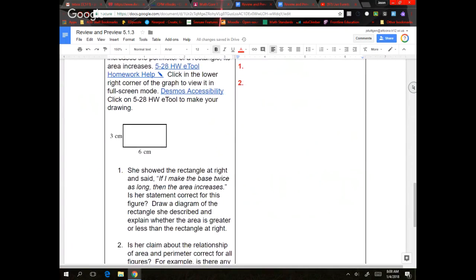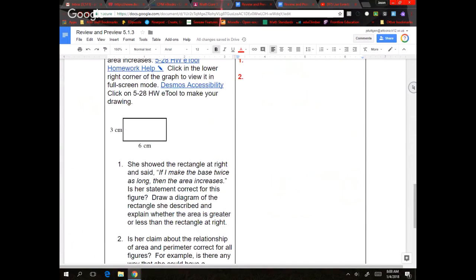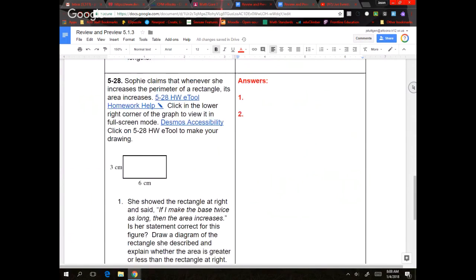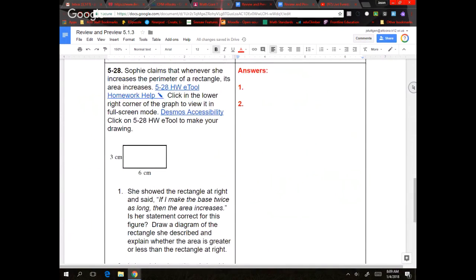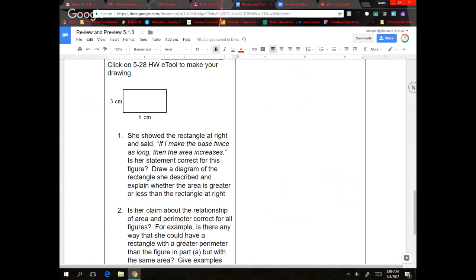Next one. We have a rectangle here that's 3 centimeters wide and 6 centimeters long. And she claims that whenever you increase the perimeter of a rectangle, it increases the area. So it wants us to play around with this idea and try and figure out, is this actually true all the time? So number 1 says, she showed the rectangle at right and said, if I make the base twice as long, then the area increases. Okay? So if I were you, I would test this out.